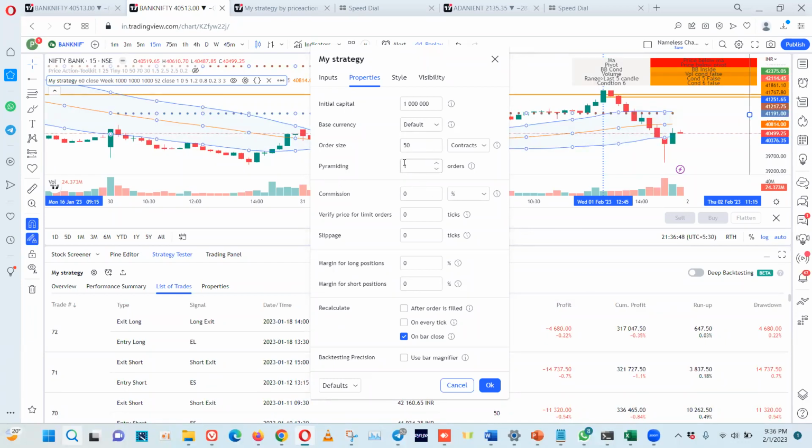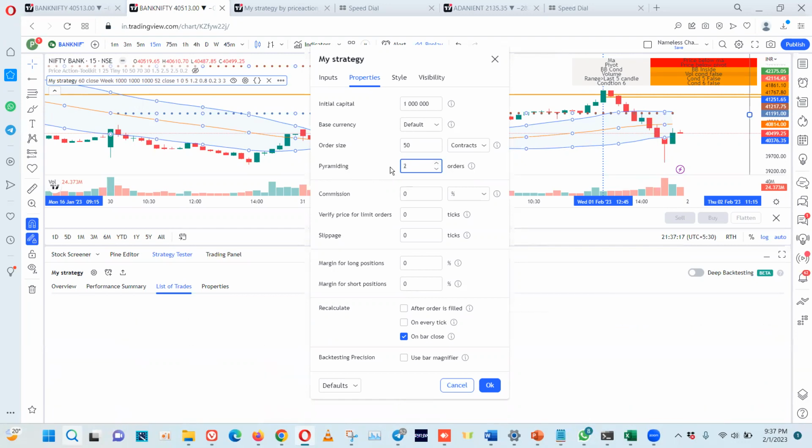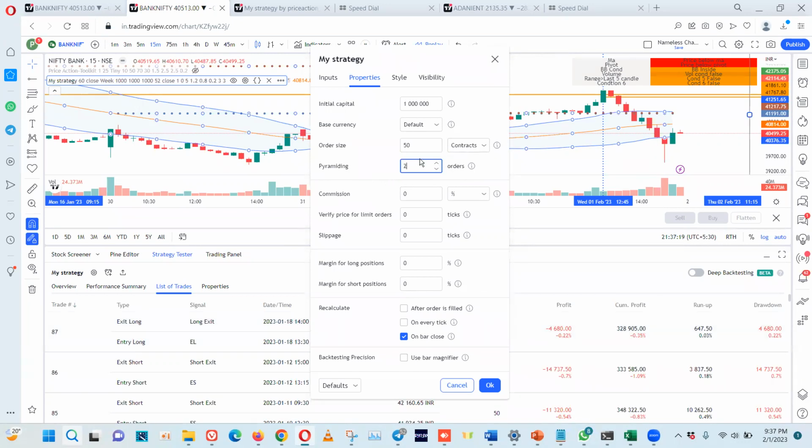Then there is an option of pyramiding, which means if there are consecutive trades one after another, this is a trend following system. If there are back-to-back signals which give entry, the system will keep adding trades. If I make it pyramiding, you can see the number of trades has changed. If I make it 1, it is just 72 trades and 3 lakhs profit. If I make it 2, it is adding 1 trade, and the number of trades has increased and cumulative profit has increased.